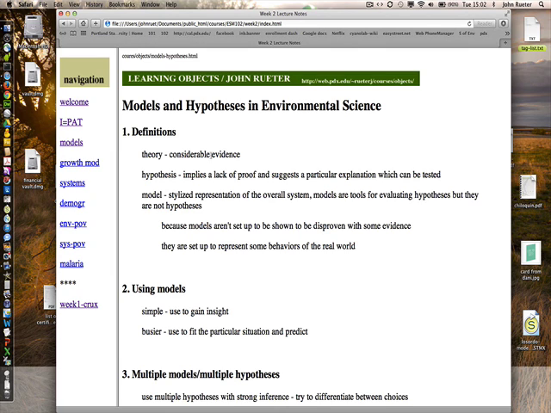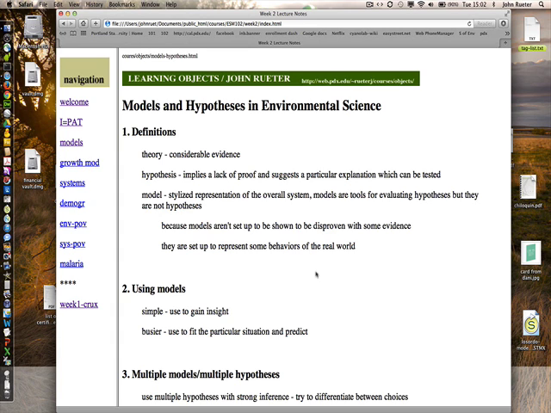But the reason models aren't hypotheses is that they're not set up to be disproven, they're set up to illustrate some behaviors of the real world system. And there's a lot of types of models that might be used in science, and some are simple, and we use those to gain insight. That's the type we're going to be using here. Really highly simplified models that give us insight into the problem.